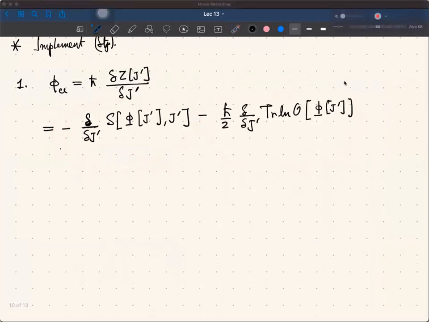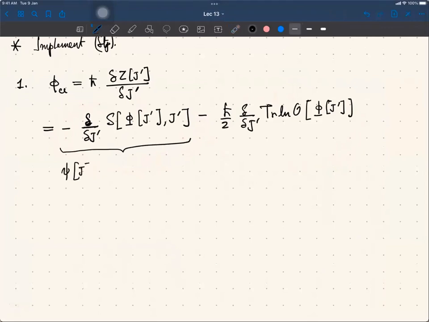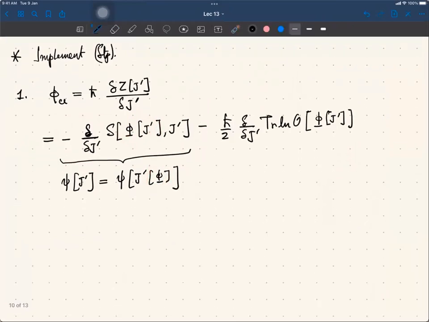You see this entire thing is a functional of J prime, right? And we can write this J prime back in terms of phi lower bar, which is basically the inverse of this. So phi lower bar is a functional of J prime, and its inverse is J prime as a functional of phi lower bar. We can actually have it written down here more explicitly.